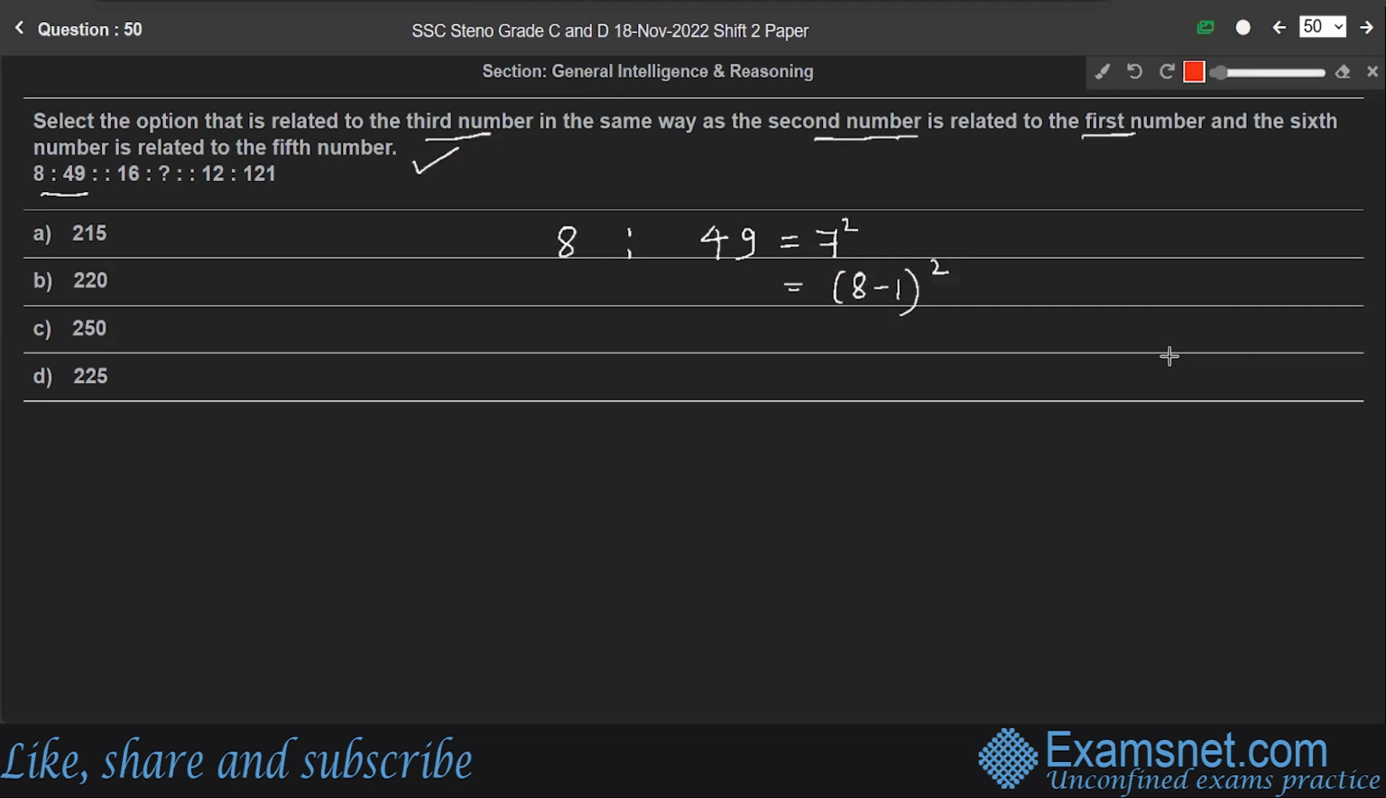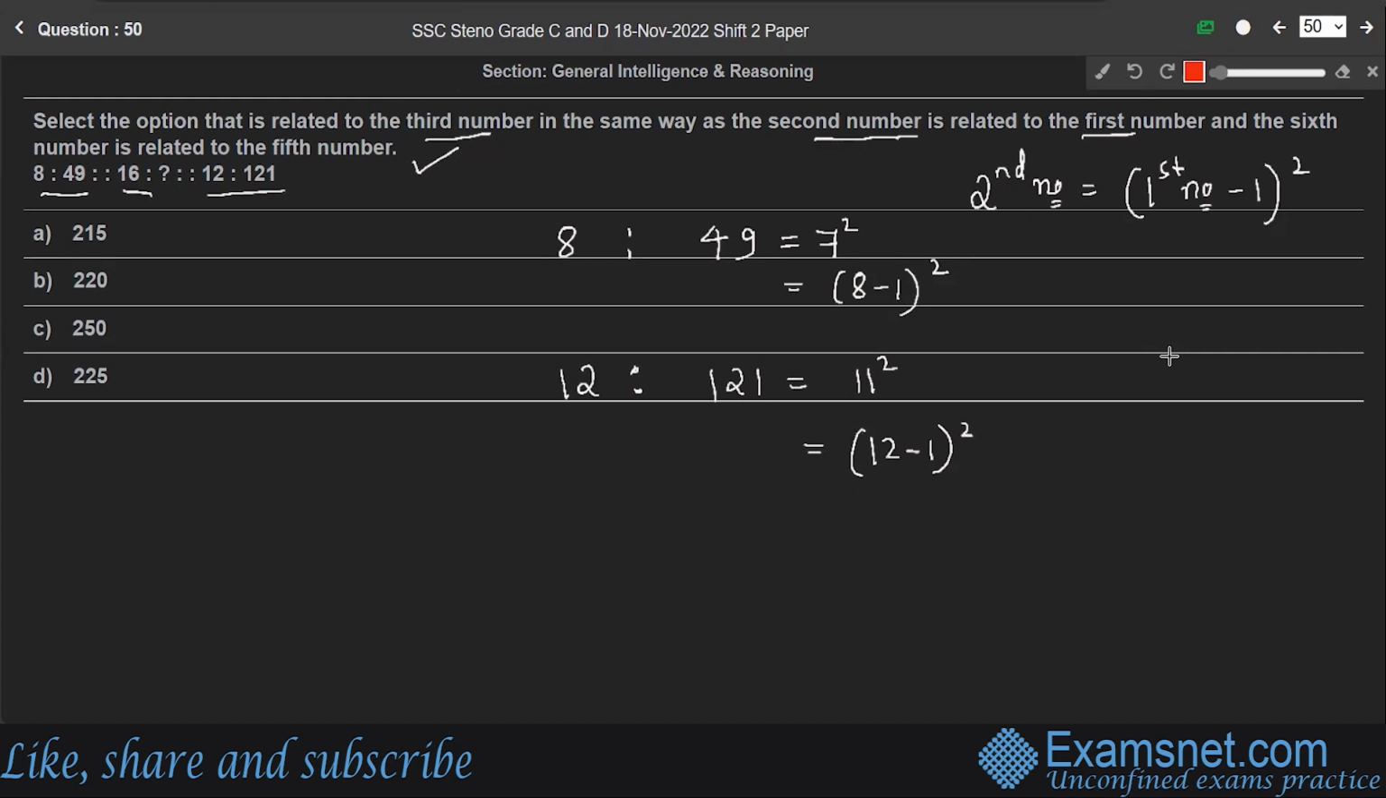Therefore, the logic is that the second number can be written as the first number minus 1, the whole square. Similarly, for the fifth and sixth numbers, 12 is related to 121, where 121 is equal to 11 squared, and 11 squared is (12 minus 1) the whole square. Therefore, the second number is the first number minus 1, the whole square.